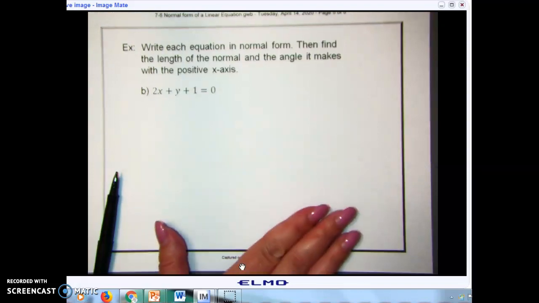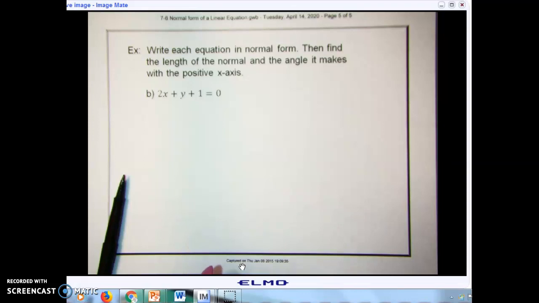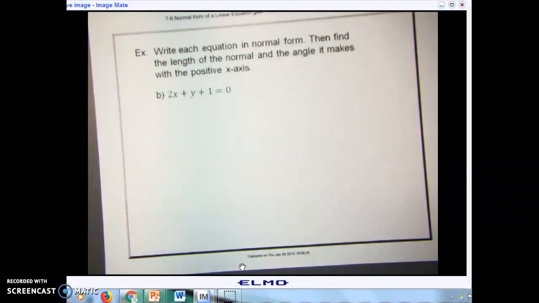So at this point, now that you've seen an example, I would love it if you could pause this and try this one on your own. But if you're not ready for that, then you can go ahead and watch the video.